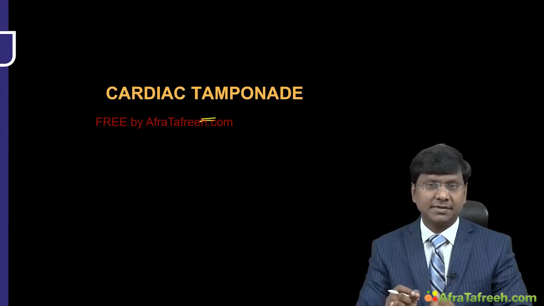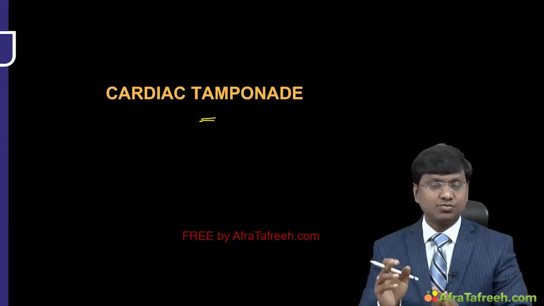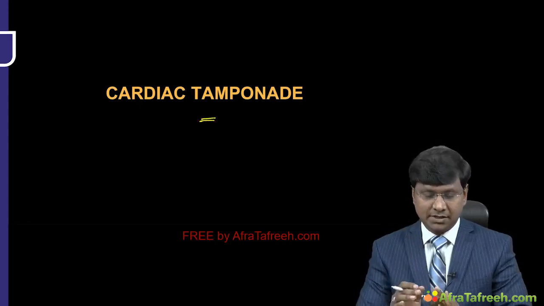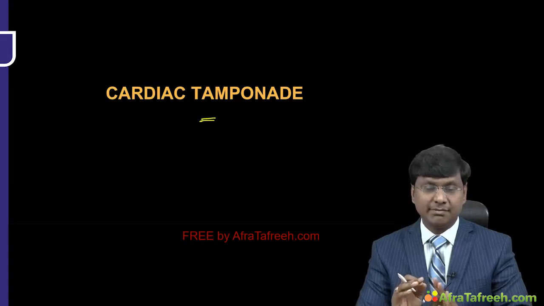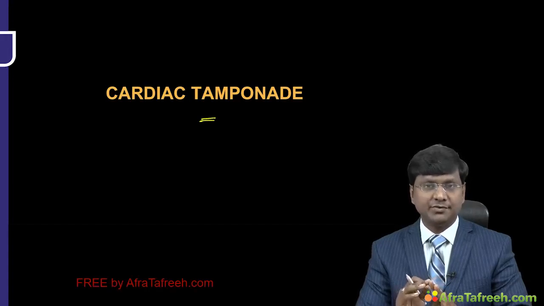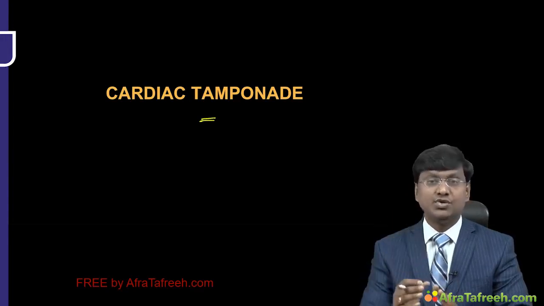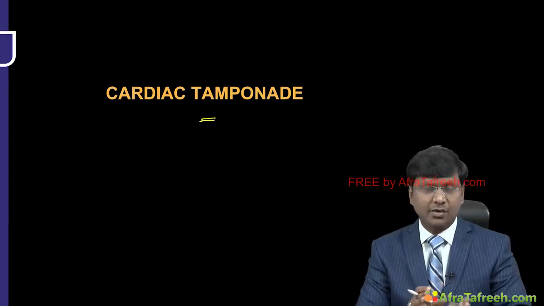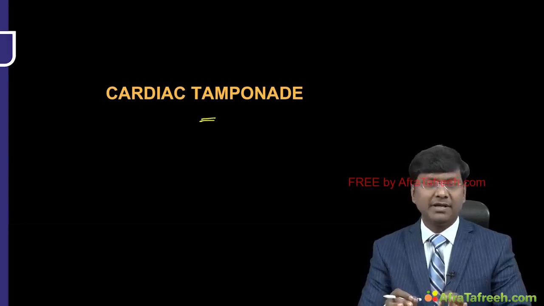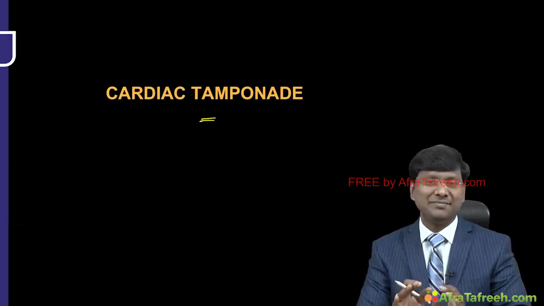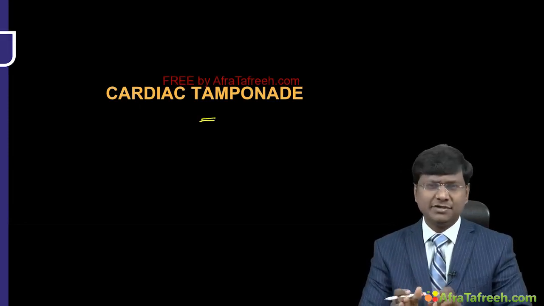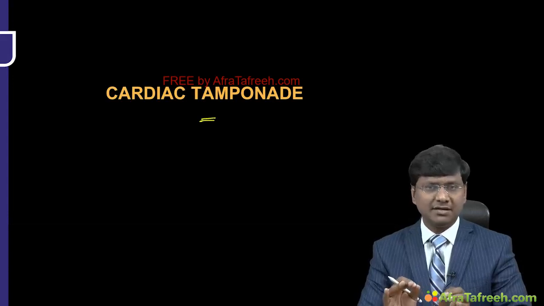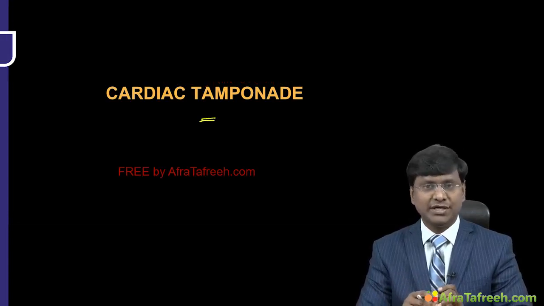that is paradoxical pulse will be there, and the JVP is elevated but Kussmaul sign will be absent. The other very important finding is Beck's triad, where the individual will have hypotension, muffled heart sounds, and jugular venous distension. And then how will you diagnose? The very important quick method of diagnosis is two-dimensional echocardiography. ECG will show you electrical alternans, but the quick and best method of diagnosing cardiac tamponade is 2D echo.